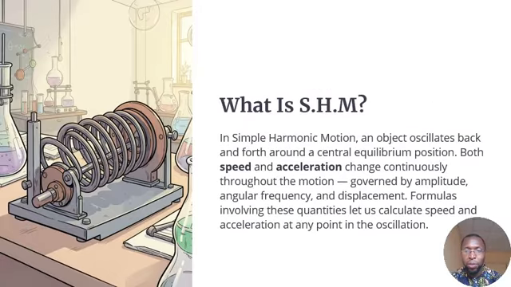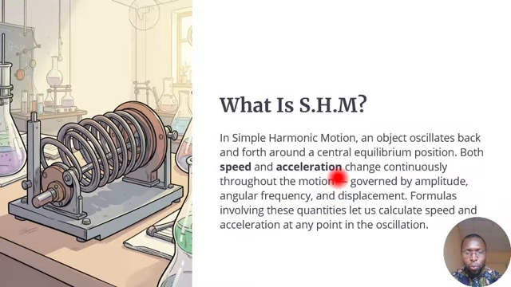So we're going to start with exactly what simple harmonic motion is. In short form, we call it SHM. In simple harmonic motion, an object oscillates back and forth, or to and fro, around the central equilibrium position. And when this is happening, both speed and acceleration change continuously throughout the motion.